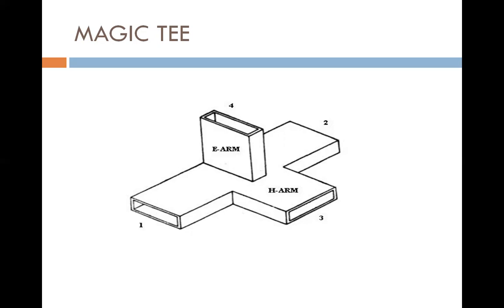So why does this happen? Because of the plane of symmetry. They are in different planes. Port 3 is in the horizontal plane and port 4 is in the vertical plane. So that's why power does not enter port 3. So this is the magic. So what are the applications? As an isolator, as a matching device, as a phase shifter, and also TR switches in a transceiver.